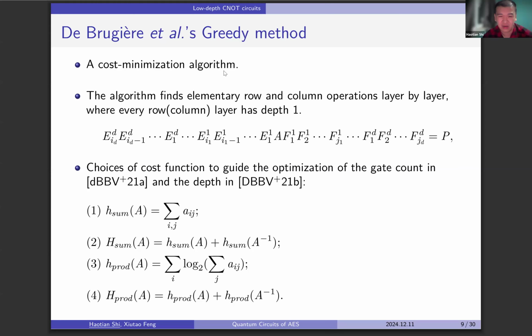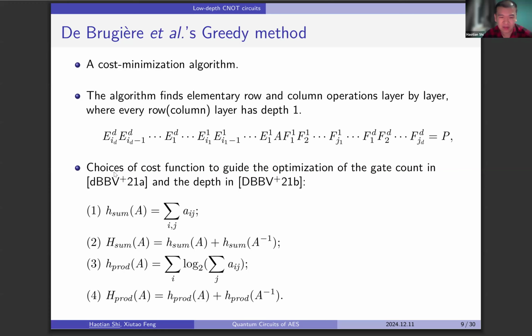It is a cost minimization algorithm. That is, a cost function needs to be defined to guide the search. The operations must minimize the cost function. In the end, the algorithm will find some elementary row and column operations layer by layer, where each row layer and each column layer has depth 1. The decomposition form is like this. In practice, in each iteration of the algorithm, the column and the row operations are considered simultaneously, and each time a row layer and a column layer is generated, and so on.